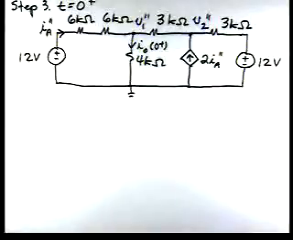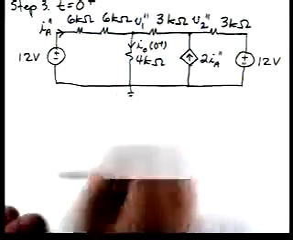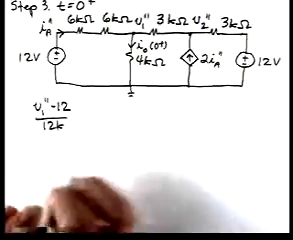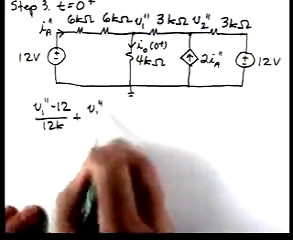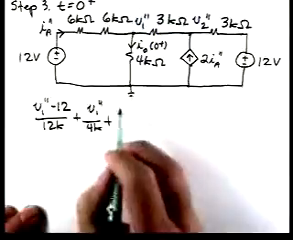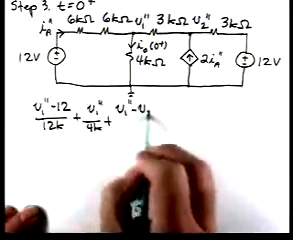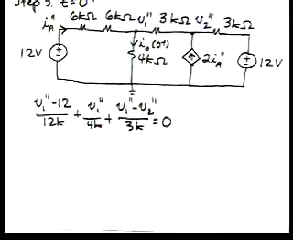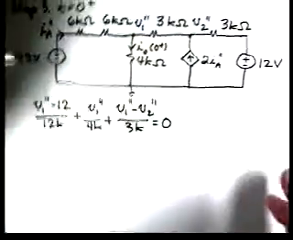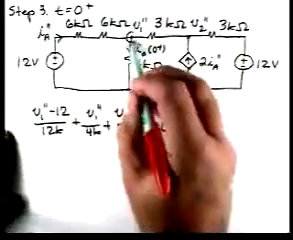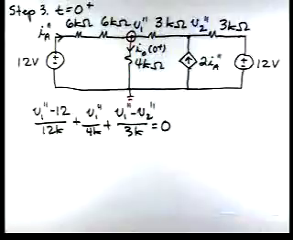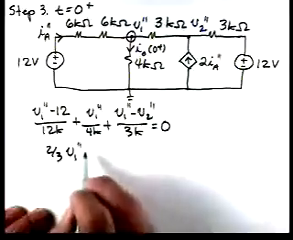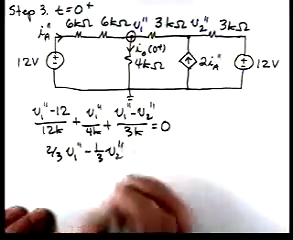So starting on the left, we'll have V1 double prime minus 12 over 12K plus V1 double prime over 4K plus V1 double prime minus V2 double prime over 3K equal to 0. That's a KCL equation at this node. We can reduce this to 2/3 V1 double prime minus 1/3 V2 double prime is equal to 1.